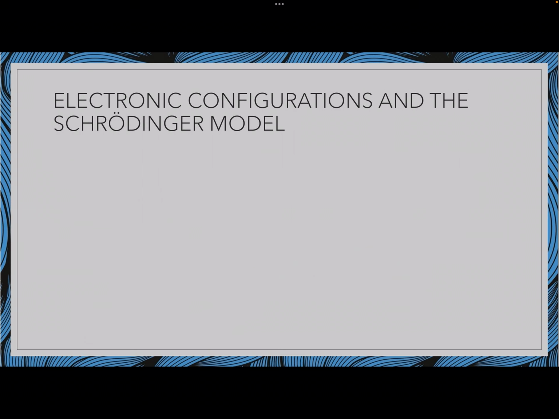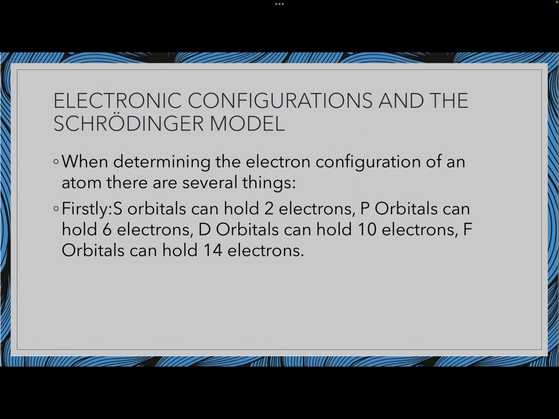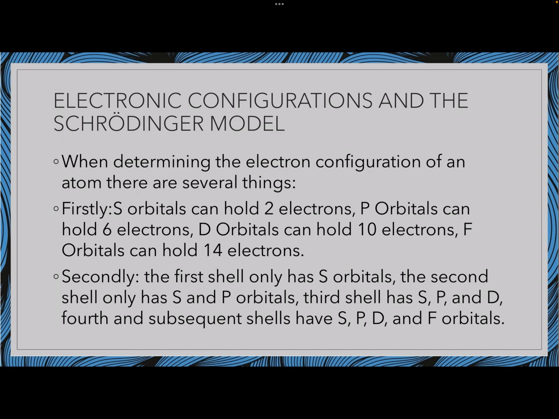So, starting to put it all together. When determining the electron configuration of an atom, there are several rules we need to follow. Firstly, it was that thing we covered in the mini summary. S orbitals can hold 2, p orbitals can hold 6, d can hold up to 10, and f can hold up to 11. The second thing is that the first shell only has s orbitals, the second shell only has s and p, the third has s, p, d, and the fourth has s, p, d, and f.